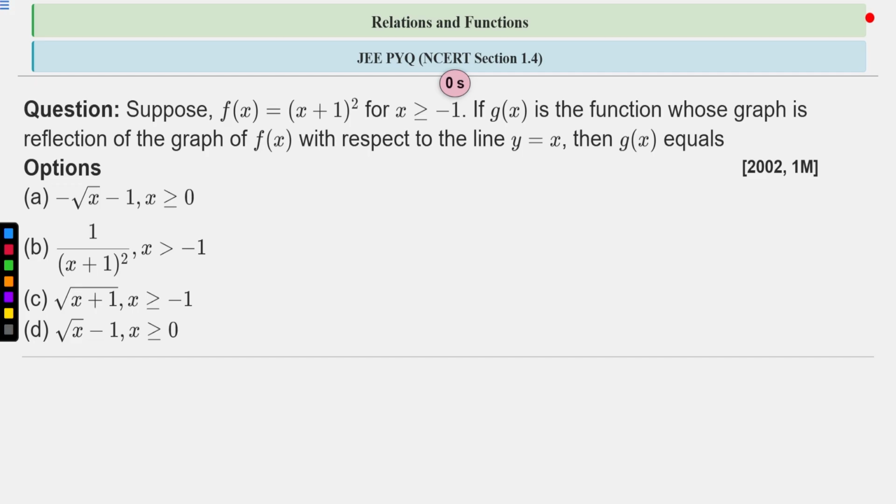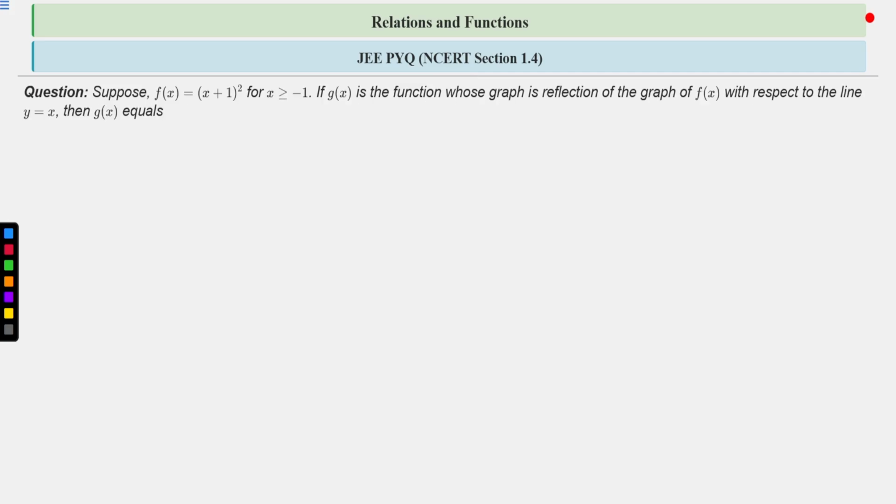Okay, let us move to the solution part. The question was f(x) is (x plus 1) whole square for x greater than or equal to minus 1. If g(x) is the function whose graph is the reflection of the graph of f(x) with respect to the line y is equal to x, then what will g(x) be? Option D will be the right answer, which is equal to root x minus 1 when x is greater than or equal to 0.